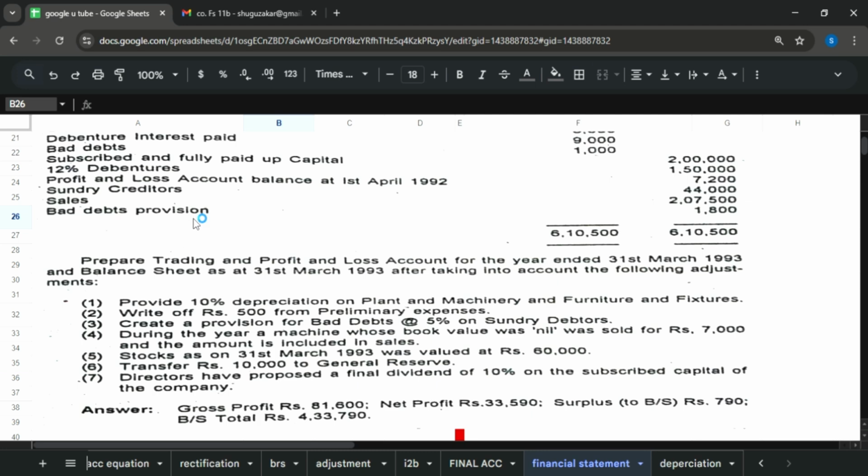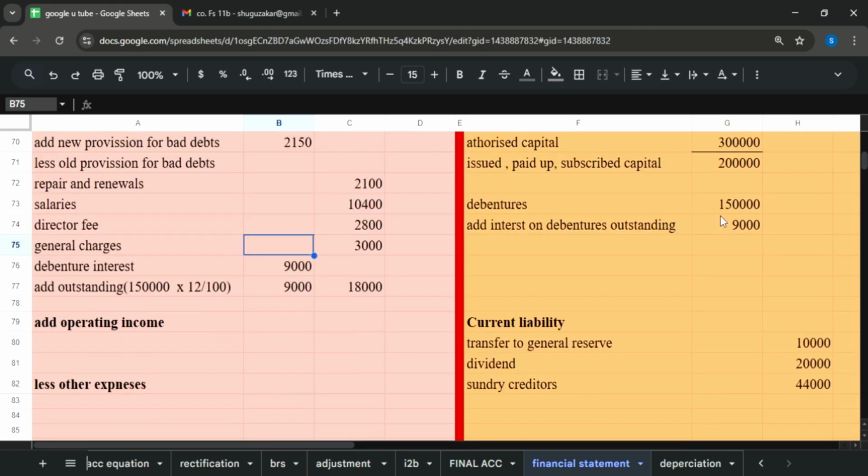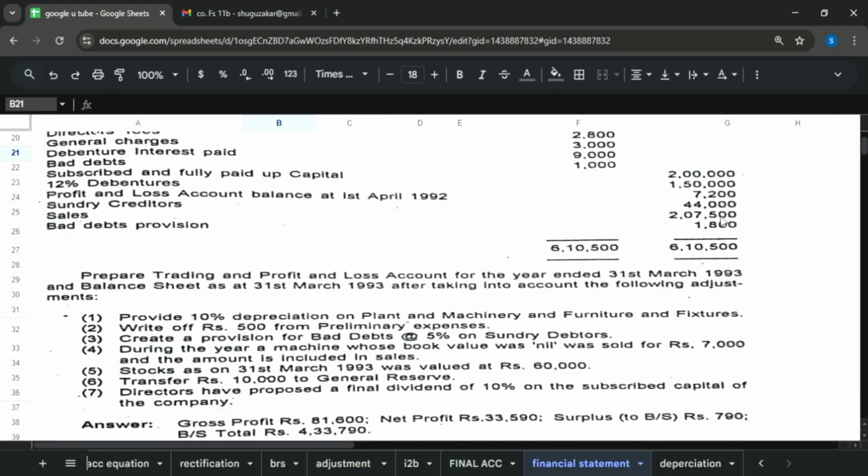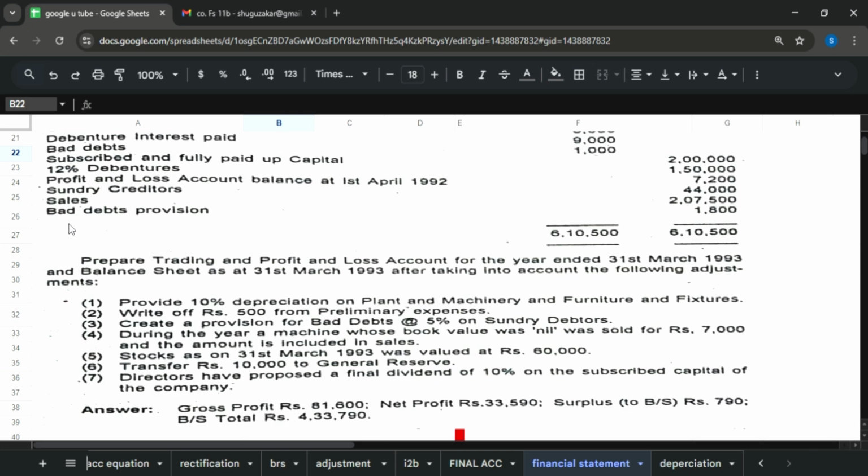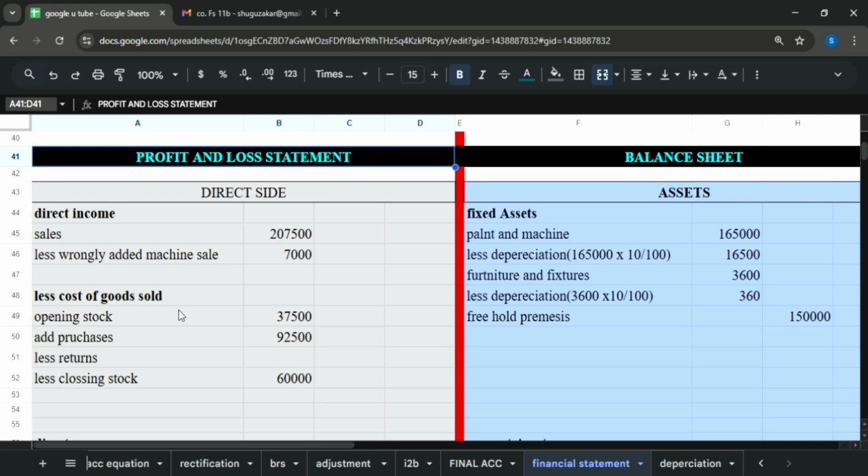After sales we have bad debt provision. Since this provision is present in the trial balance, it's an old provision, 1800, and this 1800 was already reserved in operating expenses. So guys, from freehold premises to bad debt provision, there were dozens of elements of the trial balance, and one by one we have transferred them into the financial statement. So this assignment is also completed. All 7 adjustments were previously completed. It means we are now ready to start our calculation.